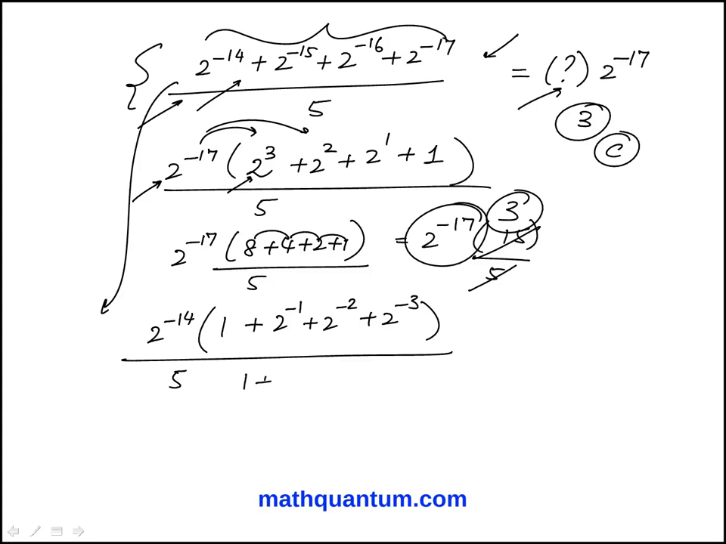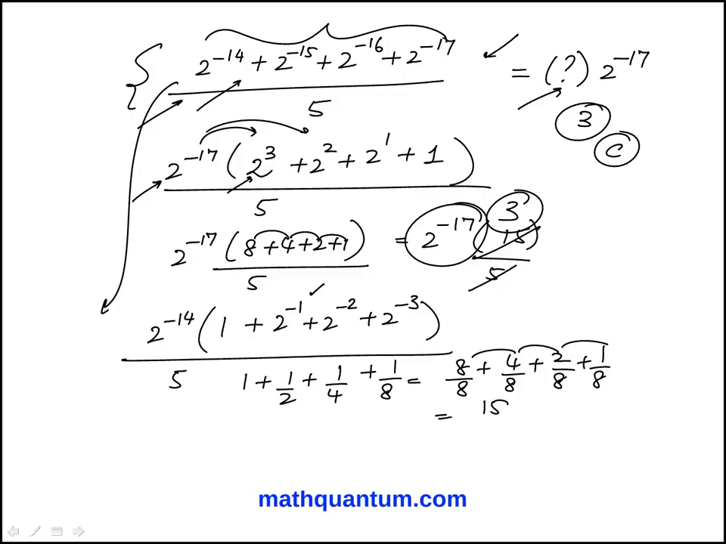You could either write it as 1 plus half. Essentially, I'm writing this as 1 over 2, 1 over 2 squared, which is 1/4, and 1/8. And then you add these up. So this is 8 over 8 plus 4 over 8 plus 2 over 8 plus 1 over 8. I'm rewriting the denominator 8. So this is 15 over 8.